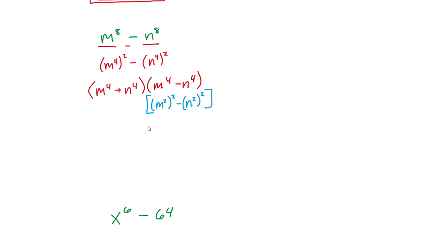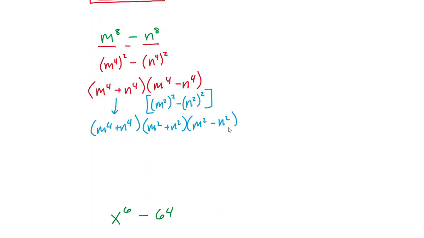So that becomes m squared plus n squared times m squared minus n squared. And of course, we can't forget the original m to the fourth plus n to the fourth factor that we couldn't break down further. That's still part of our answer. So now we've got this broken down into three binomials. M to the fourth plus n to the fourth, m squared plus n squared, and then m squared minus n squared.